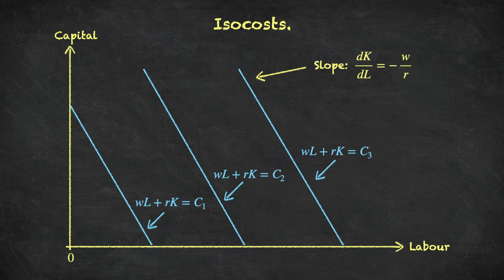These are downward sloping, perfectly thin, straight lines, very similar to budget lines. And indeed, the slope of these lines, the derivative of capital with respect to labour, restricting attention to an isocost, is simply the negative of the ratio of prices. So we've seen this before. You could prove this yourself. The slope is minus the price of labour over the price of capital, so minus W over R.